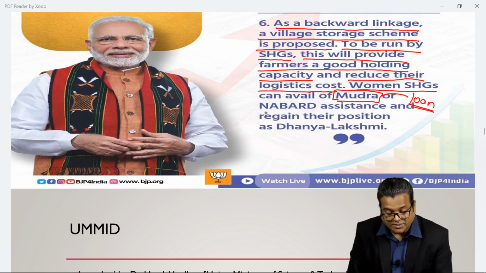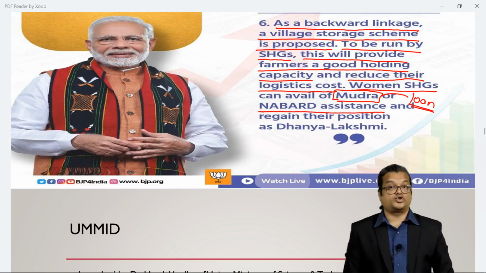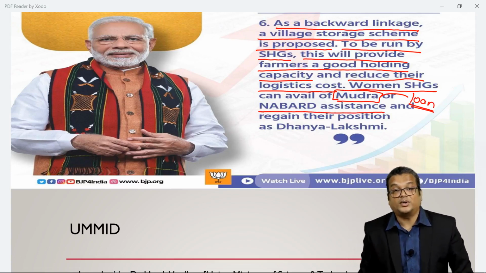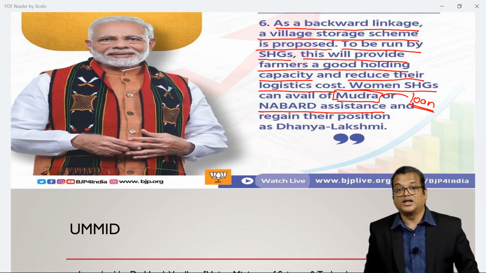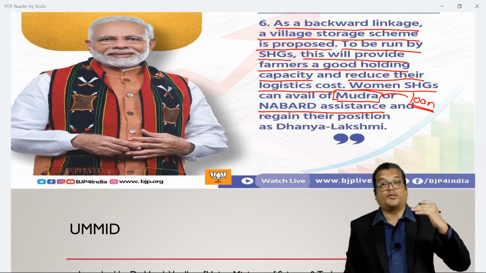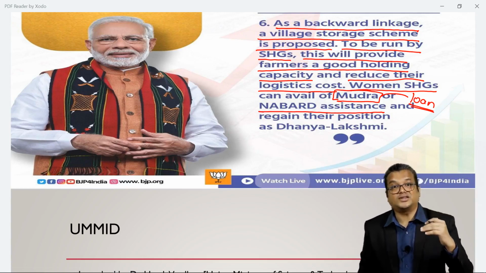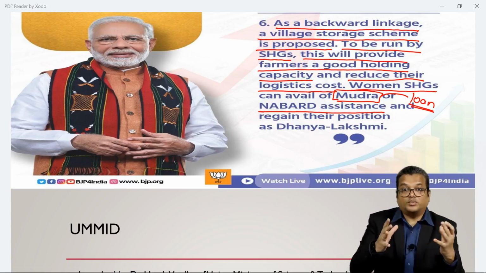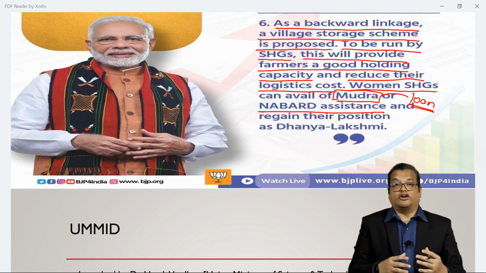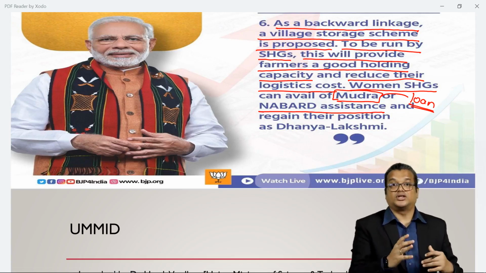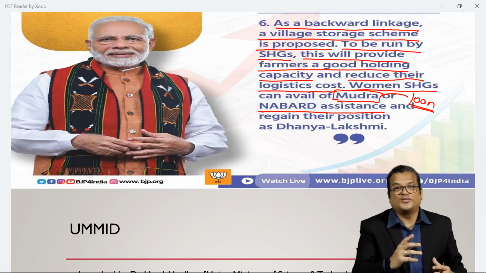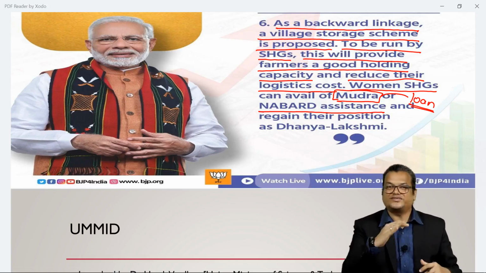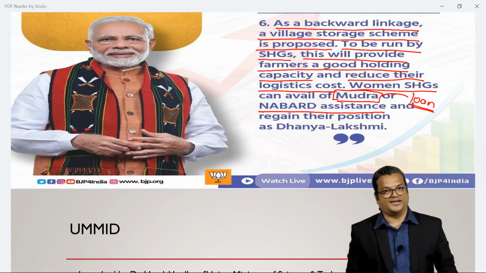And even NABARD assistance. I'm sure you know what NABARD is. NABARD is the National Bank for Agriculture and Rural Development, correct? So this will help in the upliftment of the financial status of women. So both purposes are served. The government will provide help for storage, and at the same time, through these women's self-help groups, the women's financial status can be uplifted, right friends?